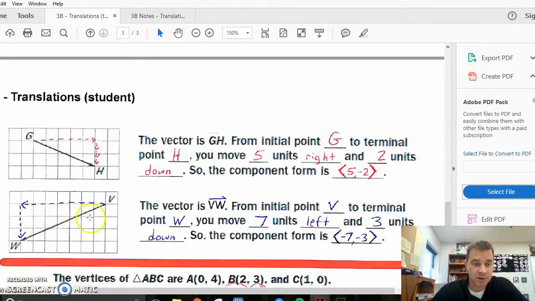Same thing that you can see down here, different vector VW. We're going from V to the left and then down to get to W. So the initial point is V, the terminal point is W. How far did we move left and right? Well, 7 in a negative direction, left, and 3 down, so that we got to that terminal point W. So again, we'd write that component form in this way: -7, -3.